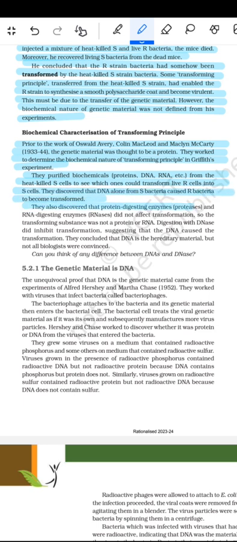They also discovered that the protein-digesting enzyme protease and the RNA-digesting enzyme RNase did not affect transformation, so the transforming substance was not a protein or RNA. Digestion with DNase did inhibit transformation, suggesting that the DNA caused the transformation. They could conclude that DNA is the hereditary material, but not all biologists were convinced. Can you think of any difference between the DNA and the RNA?